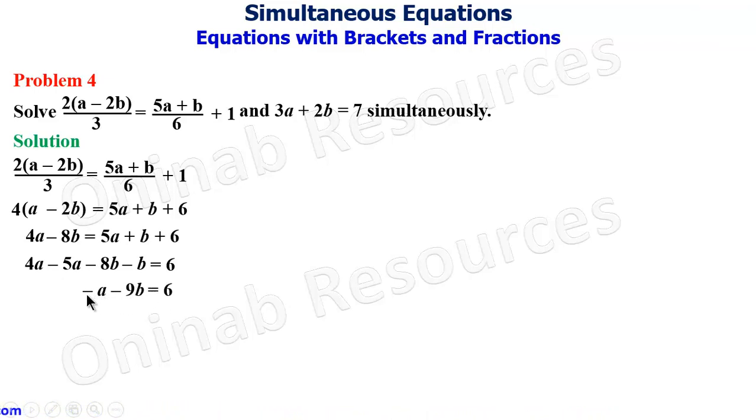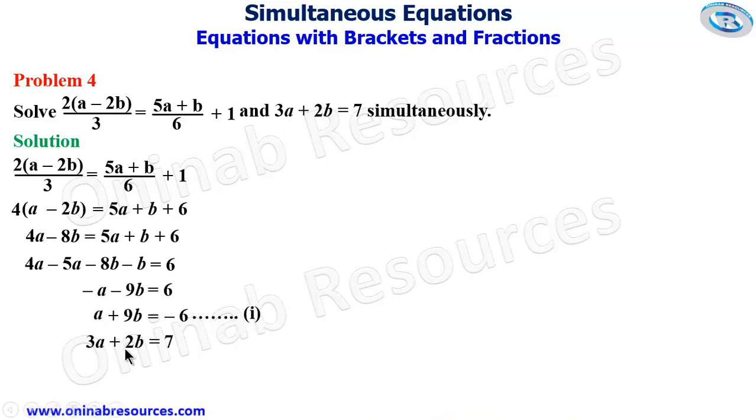I want to remove this minus, so by multiplying each of the terms by negative 1, I'm going to have a plus 9b is equal to negative 6. So I call this one equation 1, then I bring down these, so I call this equation 2.